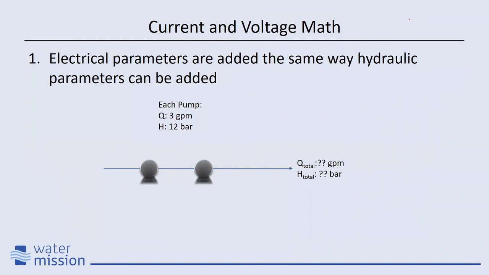Okay, so let's take a look at this pump configuration. Is this configuration in series or is it in parallel? It's in series. So we know it's in series because the same water is flowing through each pump. If you're pumping the same water, you're not getting any benefit in terms of flow. So that means in a series arrangement, the flow rate for the whole system is just going to be the flow rate of an individual pump.